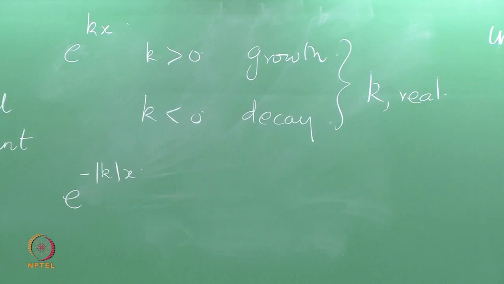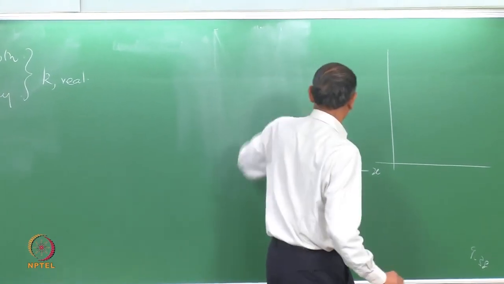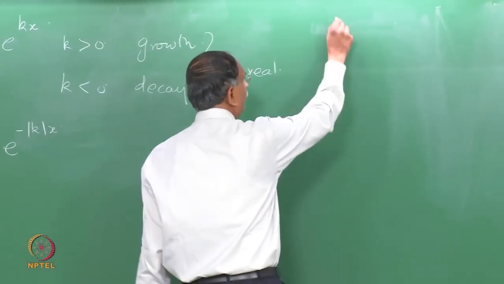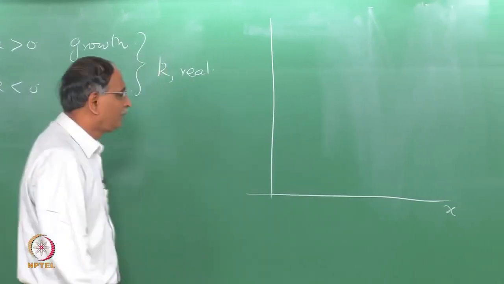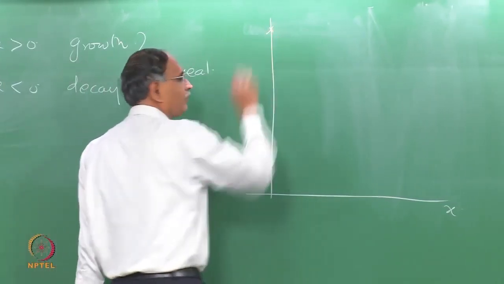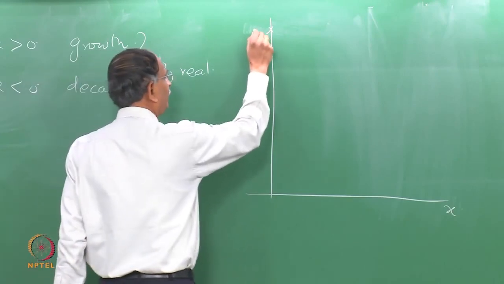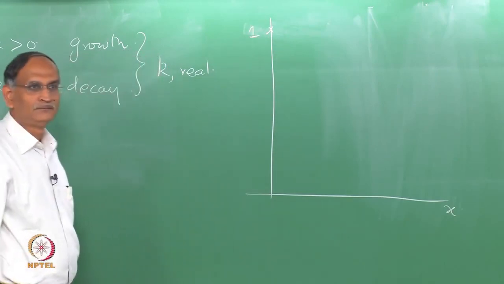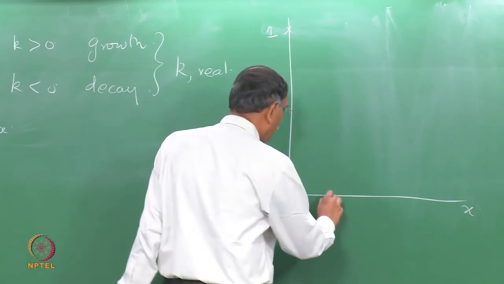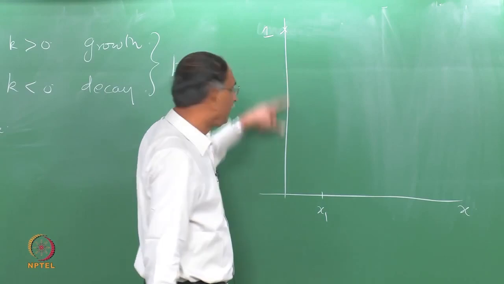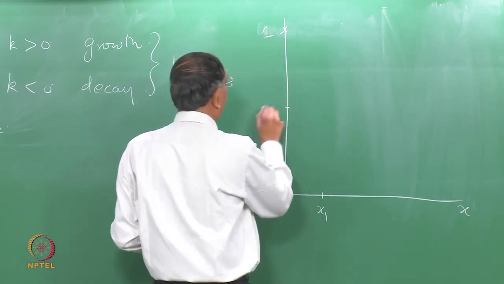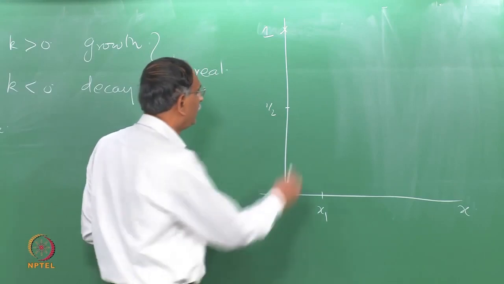So if you plot this, it has exactly similar, an image, kind of a picture. Okay. We'll start with x, and e to the kx at x equals 0 is 1. And suppose for a value x1, the function becomes 1 half, 1 by 2. Then that's a value.